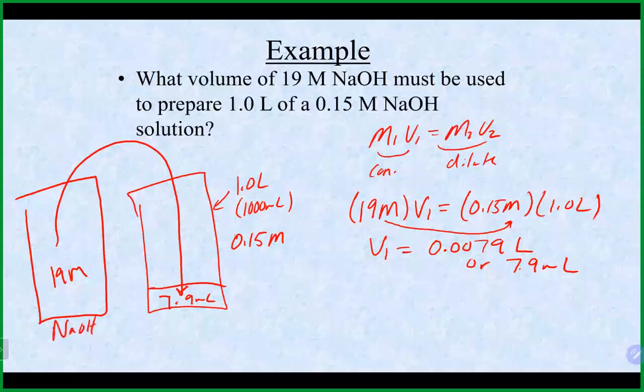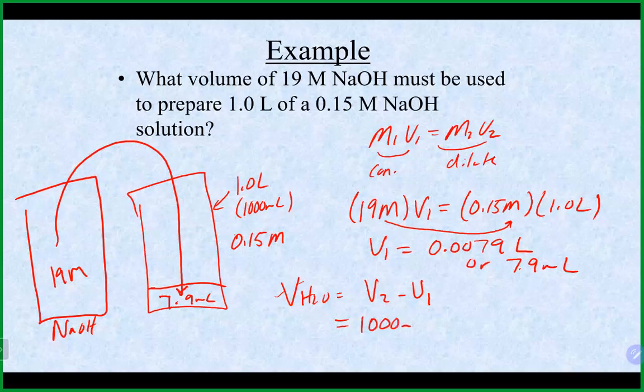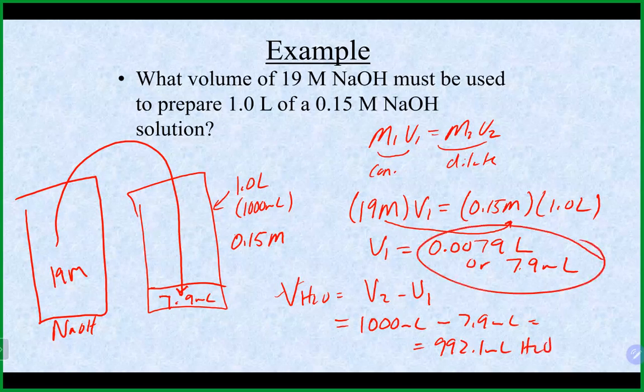So a lot of times in these problems, we oftentimes are asked, how much water should we add? And usually that is your final V2 minus V1. So if we did that, we want to end up at 1,000 milliliters, which is 1 liter, minus the 7.9 milliliters we already put in there. So we need something around 992.1 milliliters of water to put in there. So we would do this with 992.1 milliliters of water. That will give us a total volume of 1 liter.